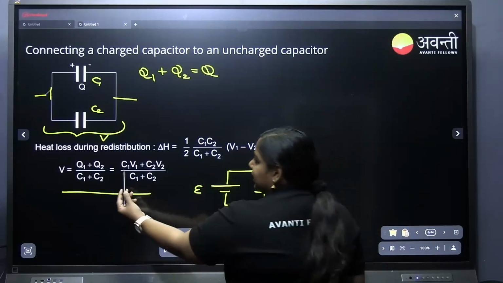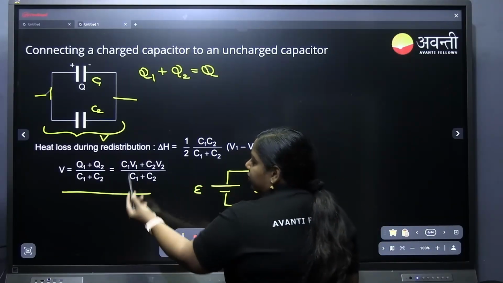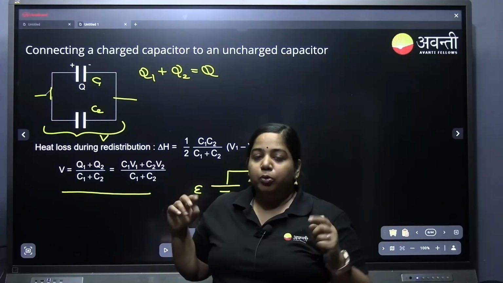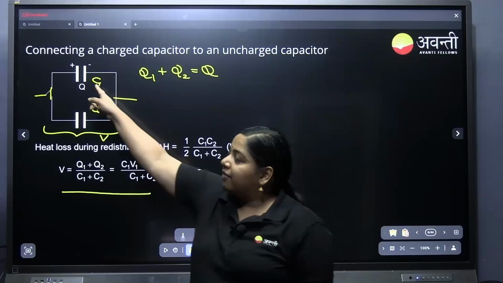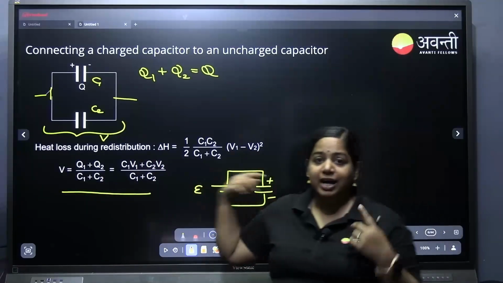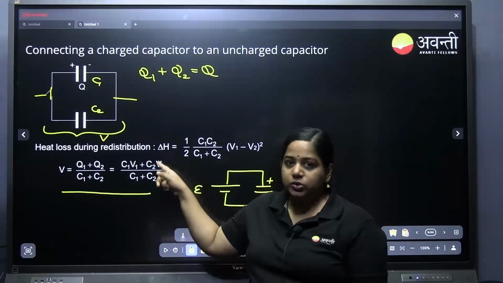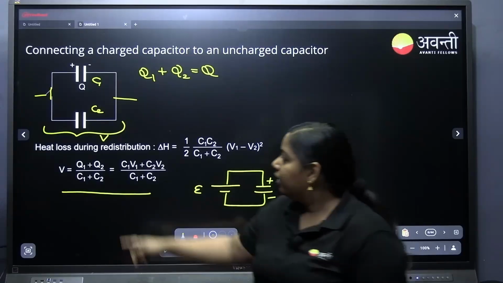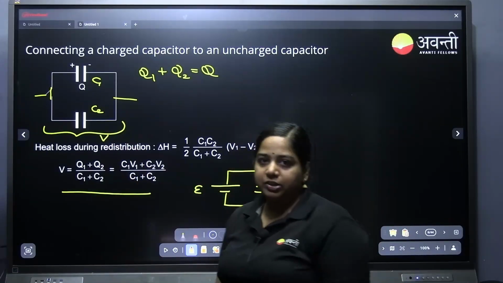You can see that V equals C1 V1 plus C2 V2 divided by C1 plus C2. If the first is charged, it initially had potential E. The second one, if it is uncharged, will have V2 equal to 0. Substituting those values, you can find the final potential across them.